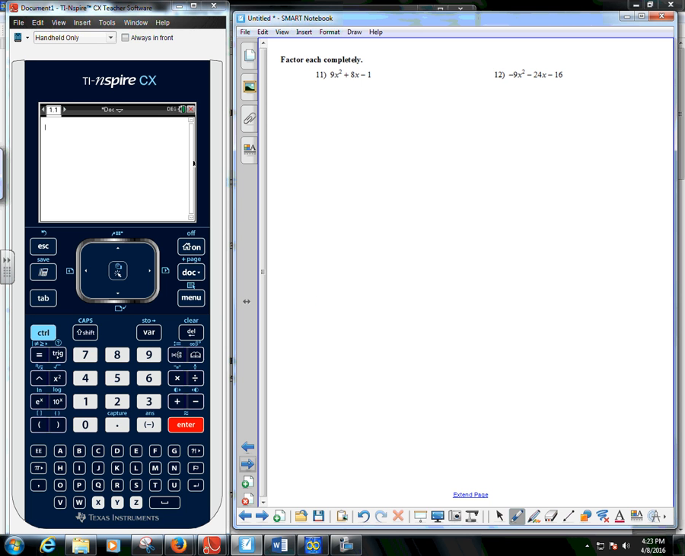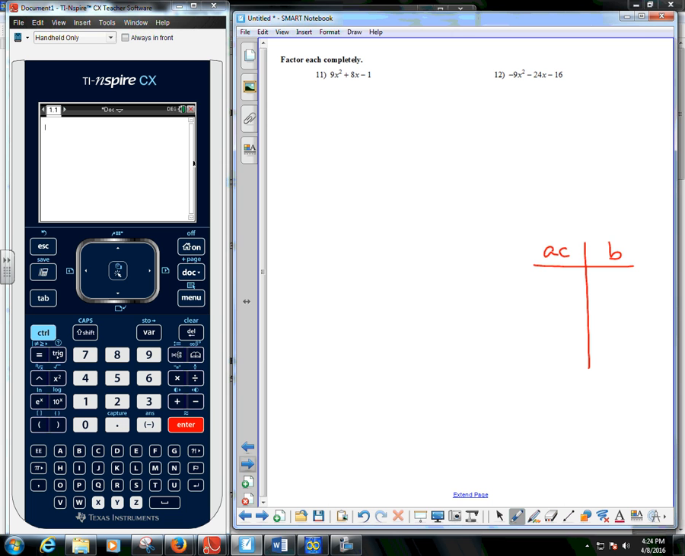For number 12, do I have a GCF? So when I think about things that go into 9 and 24, well, 9 is 1, 3, and 9. Those are the only factors of 9. 24 has a 3. 16 does not. So there is no GCF for 9, 24, and 16. So I'm going to come over here and I'm going to make my ACT chart.